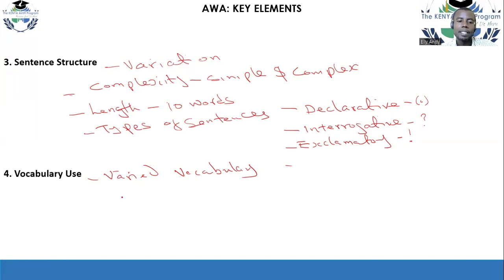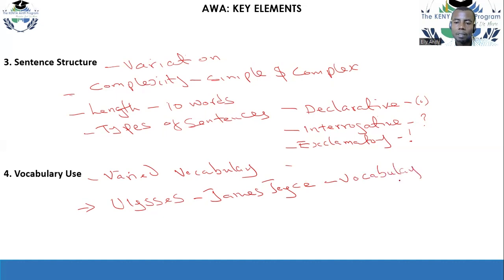Yes. For example, for lovers of English literature, if you've come across the novel Ulysses by James Joyce, then you'll recognize what I'm talking about. This is one of the most difficult novels, especially in terms of vocabulary. Don't aim for this in the GRE.